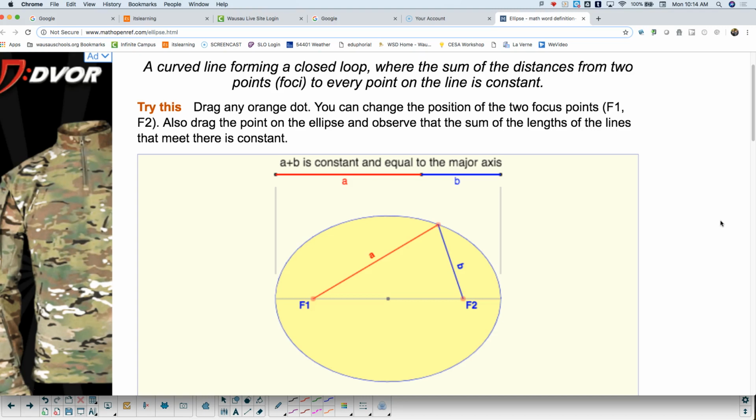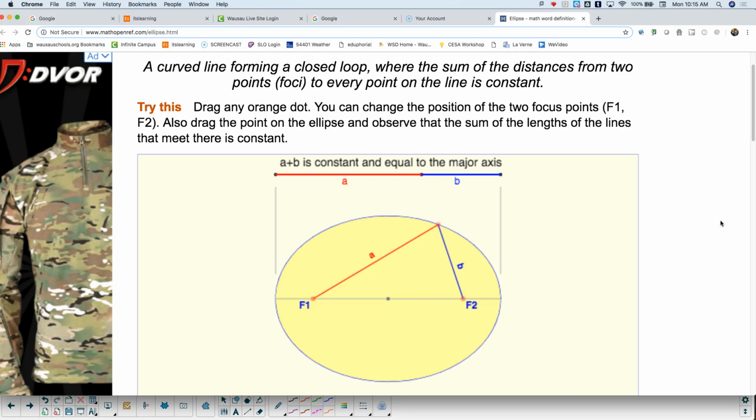Okay? Another example of a closed loop, a circle. Okay? So an ellipse is a closed loop where the sum of the distances from 2 points that are called the foci, focus is singular, foci is plural. So since there's 2 of them, now it's called foci. To every point on the curve is constant.